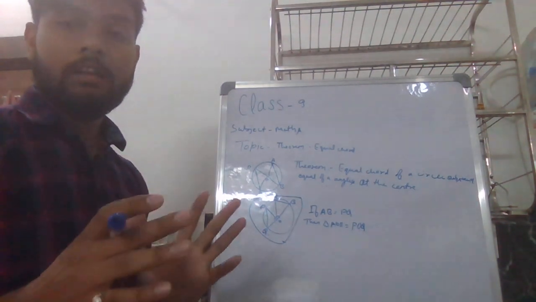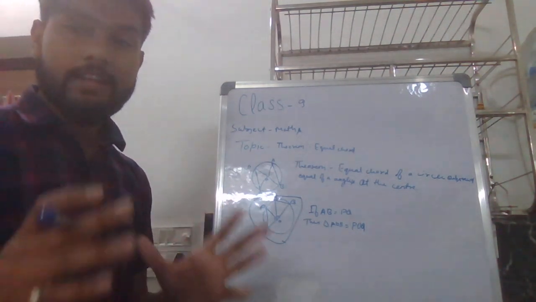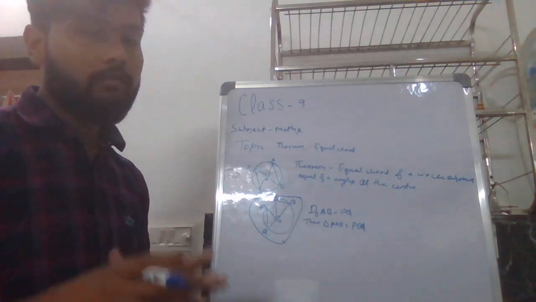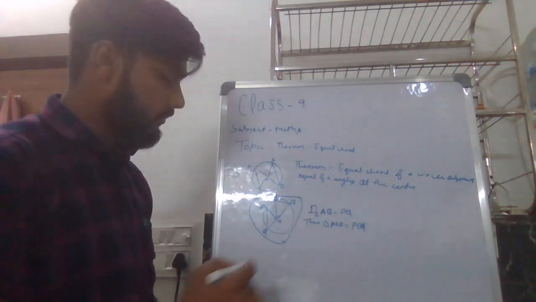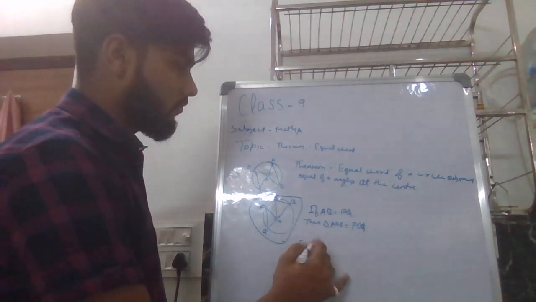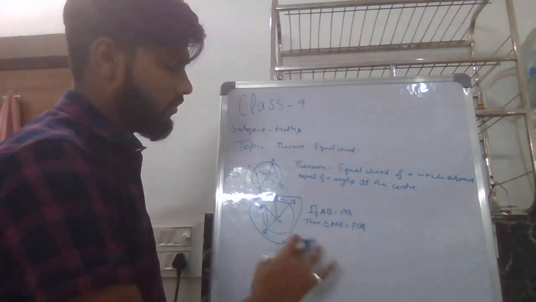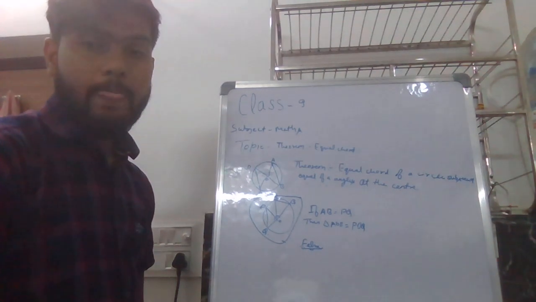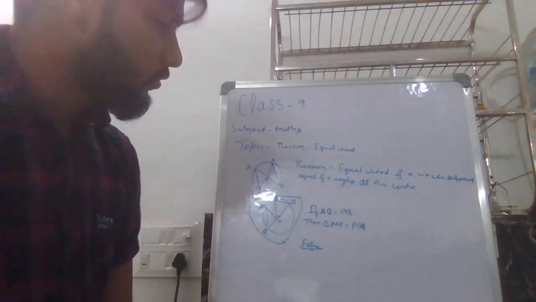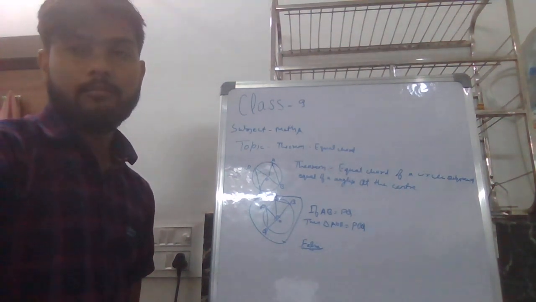Now here I have one statement: all the angles subtended by the equal chords of a circle will always be equal. Is it true or false? Here the statement will be false. Very good.